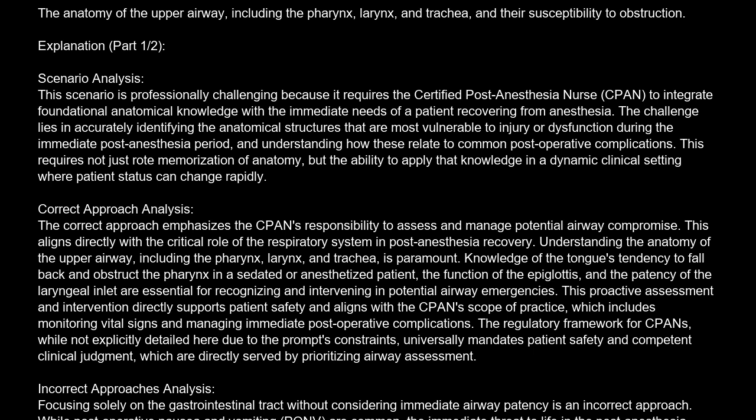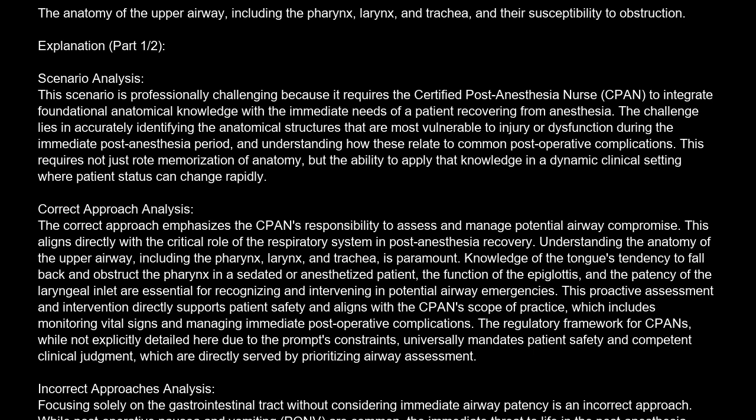This proactive assessment and intervention directly supports patient safety and aligns with the CPAN scope of practice, which includes monitoring vital signs and managing immediate post-operative complications. The regulatory framework for CPAN, while not explicitly detailed here due to the prompt's constraints, universally mandates patient safety and competent clinical judgment, which are directly served by prioritizing airway assessment.